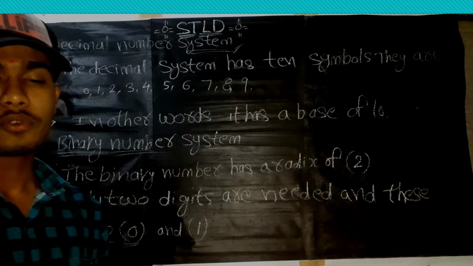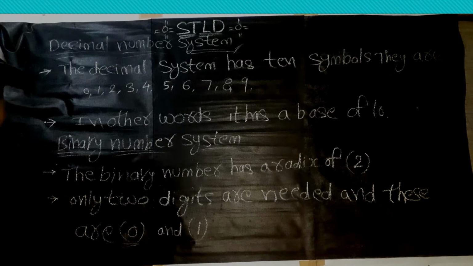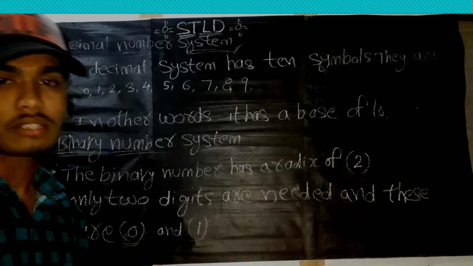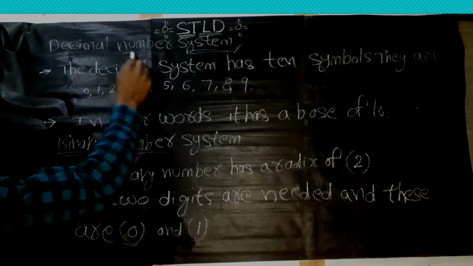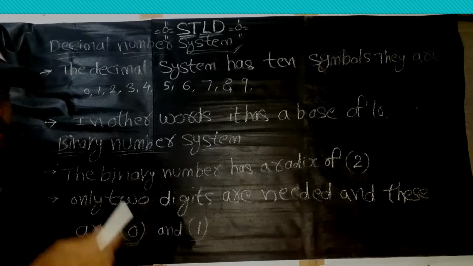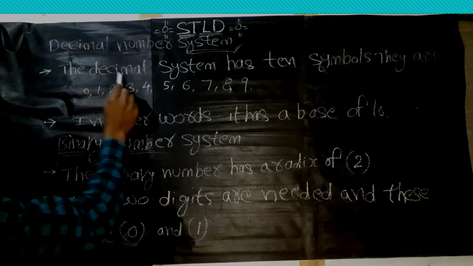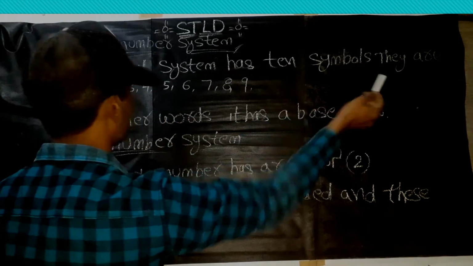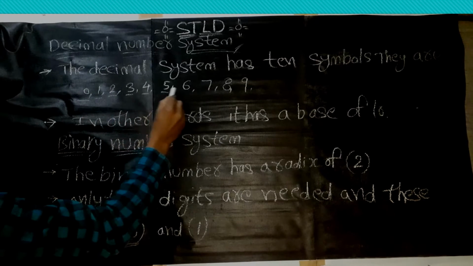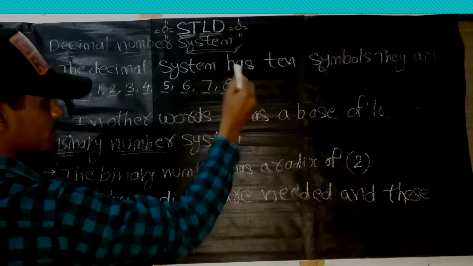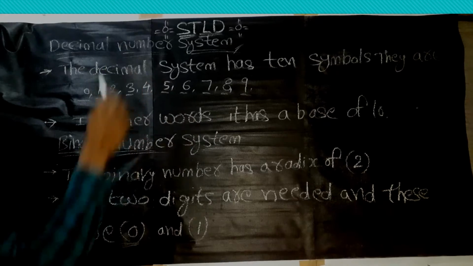The number systems are of four types: decimal number system, binary number system, and another two, the hexadecimal number system and the octal number system. First we discuss the decimal number system. The decimal number system means 10 numbers. Here the decimal system has 10 symbols: 0, 1, 2, 3, 4, 5, 6, 7, 8, 9. Total numbers are 10. This is called the decimal number system.